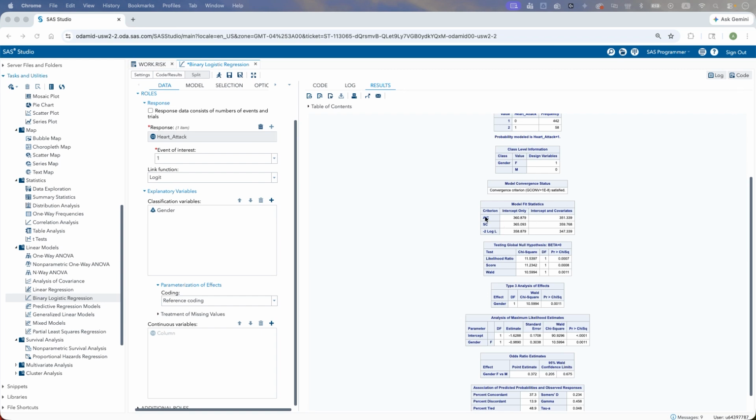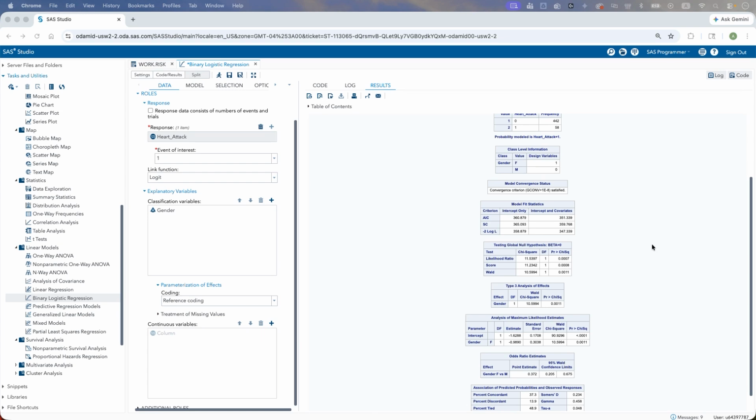The one that we start looking at is the testing global null hypothesis. This is the null that beta equals 0, because you have one beta here. In other words, gender does not have any impact or doesn't predict the likelihood of the heart attack. Gender has nothing to do with the probability of having a heart attack. This is the null hypothesis. This is the status quo, right? But we have many tests here. We have 3 different tests.